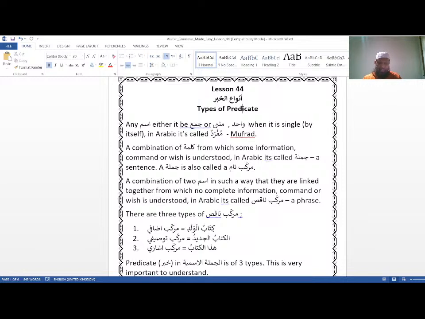One is called murakkab idafi, when there is mudaf and mudaf ilayh, like kitabul waladi, that's murakkab naqis. Number 2, murakkab tawsifi, when there is mawsuf and sifa, al-kitabul jadidu. And number 3, we call it murakkab ishari, when ismul ishara is used with another noun. That's called musharun ilay. So هذا الكتاب.